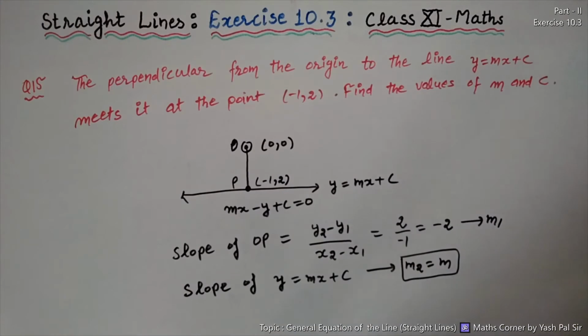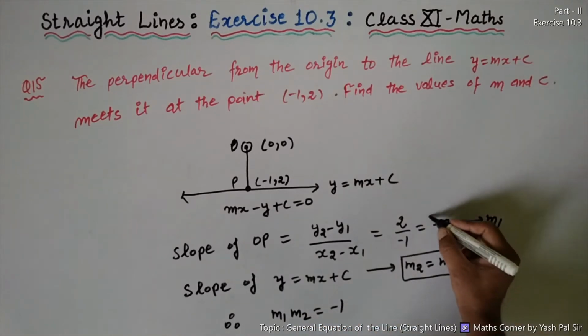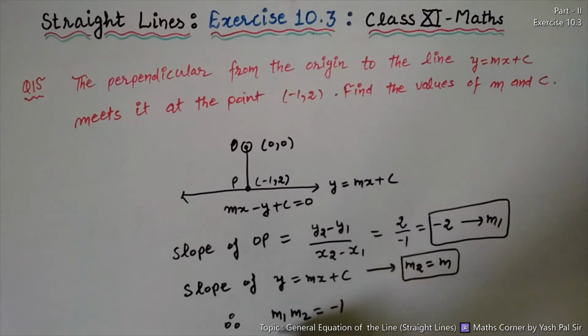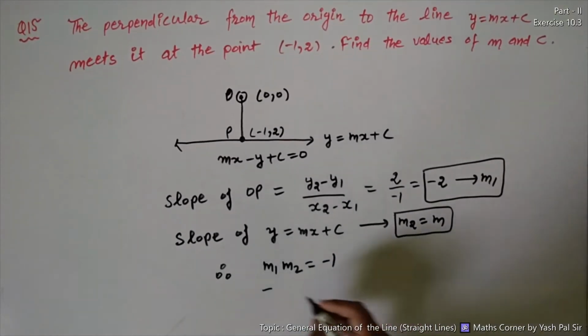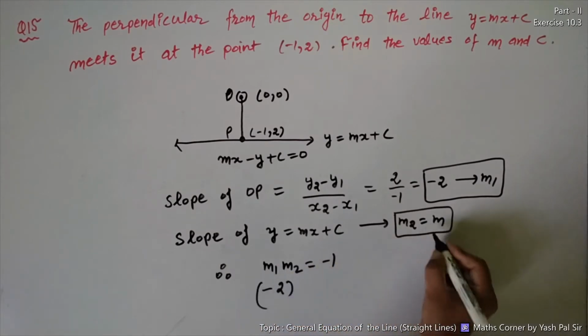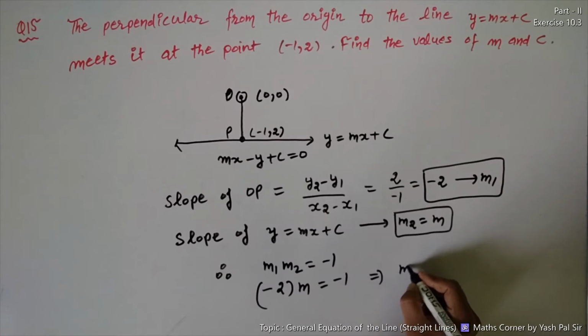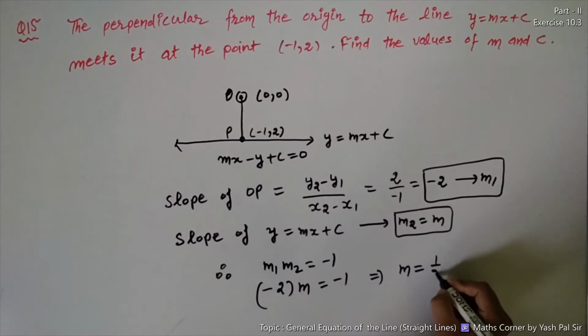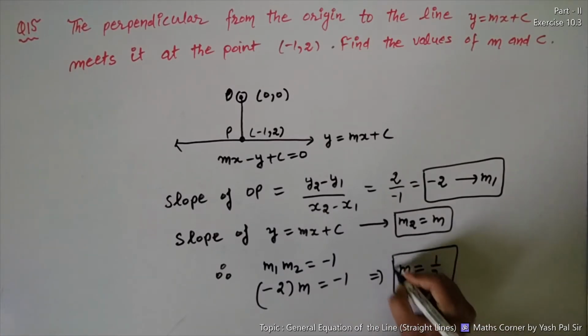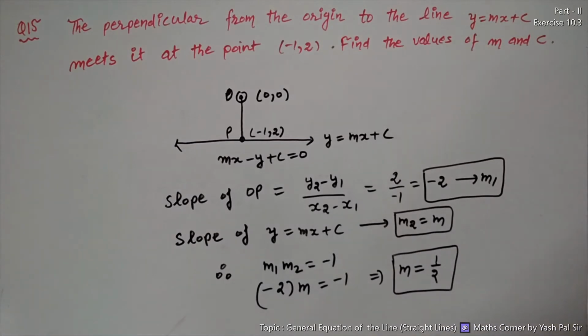Now these two lines are perpendicular to each other, so we write m1 into m2 equal to minus 1. That is, m1 is minus 2, minus 2 into m2, which is m, is equal to minus 1. From here we can have m is equal to 1 upon 2. The value of m is 1 upon 2.